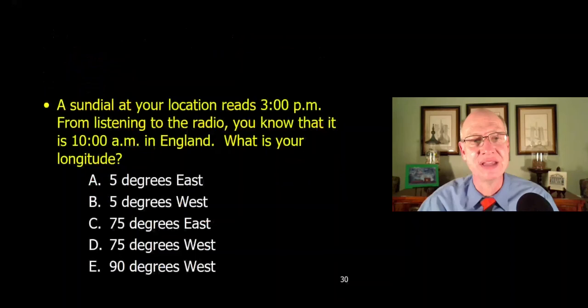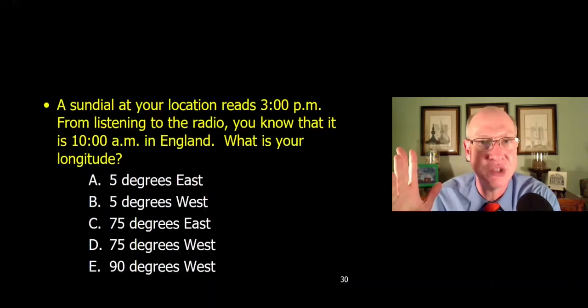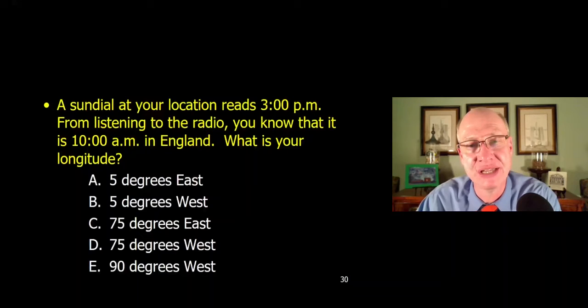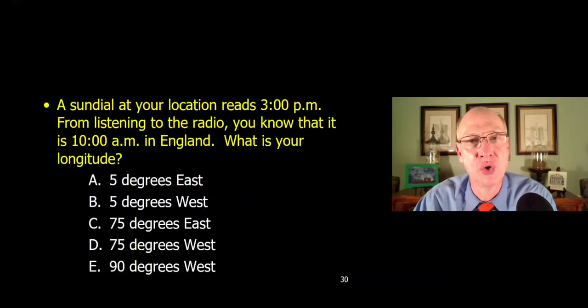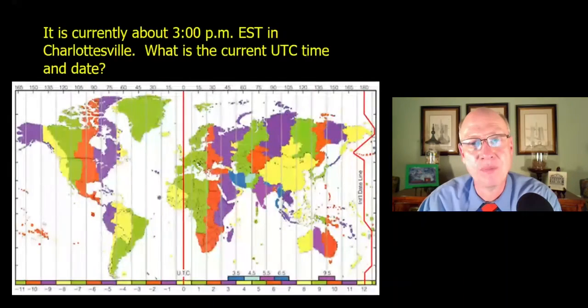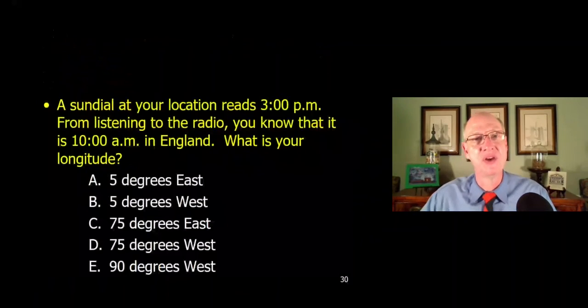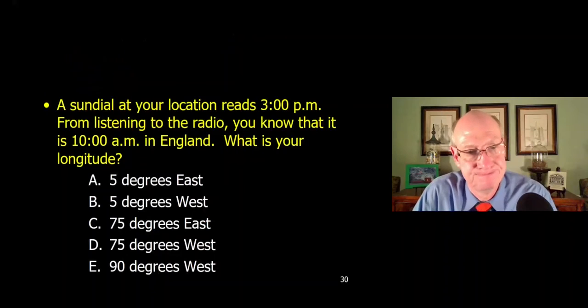And for example, let's do this. A sundial at your location reads 3 p.m. From listening to the radio, you know that at that exact moment in time, because radio waves travel at the speed of light and take less than a second to get to you from England, you know that it's 10 a.m. in Greenwich, England. What is your longitude on Earth? If it's 10 a.m. in England and a sundial at your location reads 3 p.m., what is your longitude on Earth? So figure it out. Remember that each hour time zone difference corresponds to 15 degrees in longitude. Take a few moments and come right back.